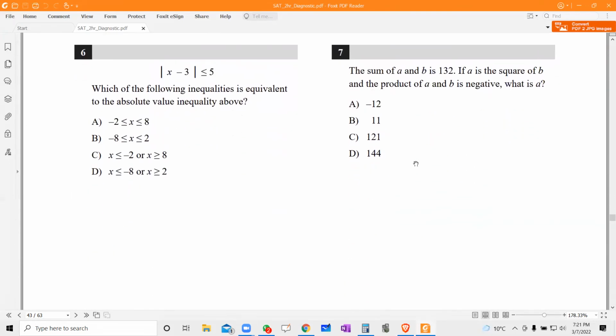Question number 6. What answer did you get for this? I got B. But this one I didn't know, to be honest. I also guessed this one. For this, we need to understand absolute value equations first. Any idea about absolute value equations?